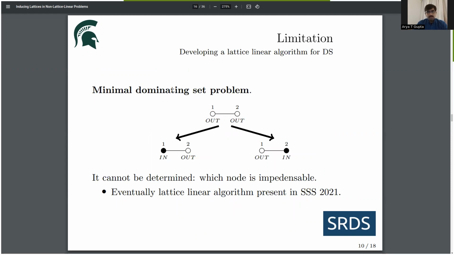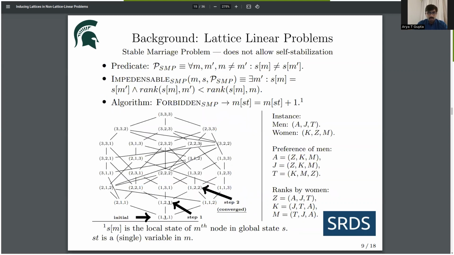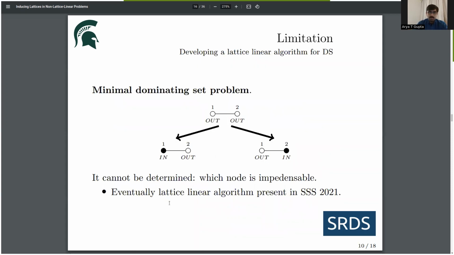So this idea cannot be directly extended to some of the problems, and one of those problems is the minimal dominating set problem. Here we were able to, given any suboptimal global state, decide which of the nodes is impedanceable, which has to move. And that does not follow here, which makes it a non-lattice linear problem. And let's see with an example how that works.